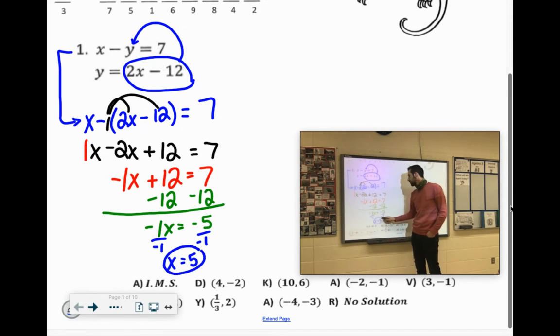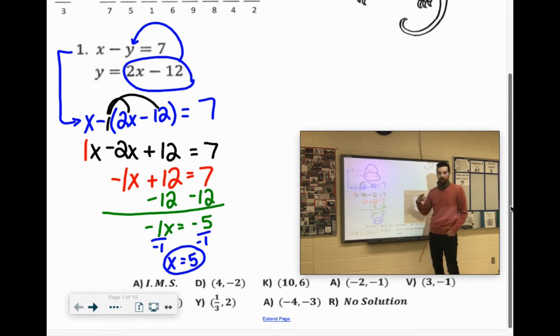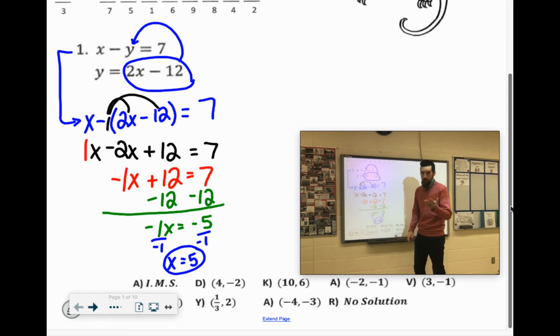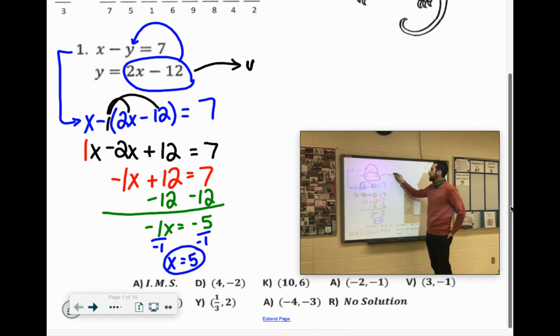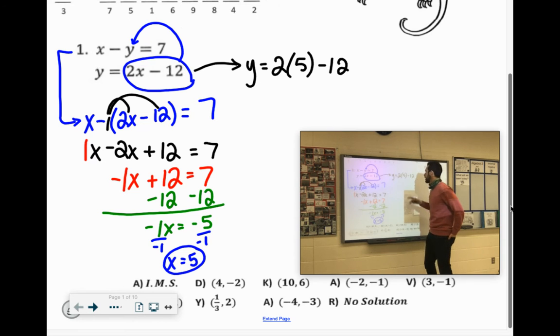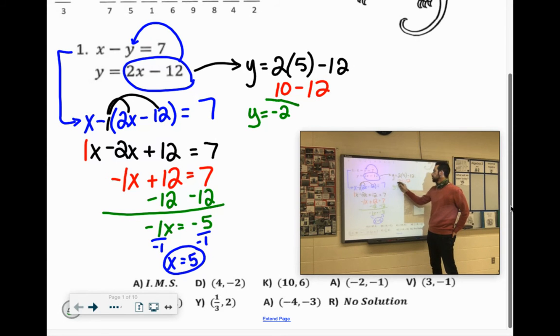So we have x. But remember, we need x and y, because this is a coordinate, where those two lines, if we graphed them, would cross each other. So we can substitute into either equation. I always say just do it in the one that looks easier. To me, the second equation looks easier to solve. So y equals 2x, and we know that x is 5. So 2 times 5 minus 12. 2 times 5 is 10, and 10 minus 12 would give us -2. So y equals -2. Cool.